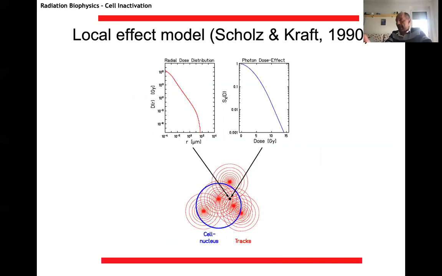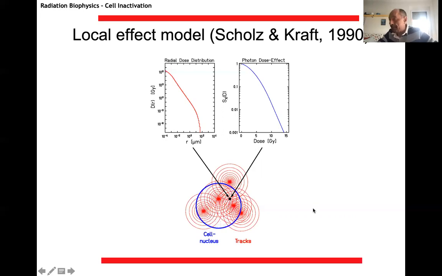In Europe instead, the approach used is called the local effect model, a model developed at GSI, which is very similar to the CATS model but is a slightly different approach. Now, instead of making the integral over the radius of the cell killing, you calculate the survival for every point. This is the radial dose distribution, this is the photon dose effect. These are different tracks. You can calculate the survival in every voxel here. Of course, it's an arbitrary number, because it's like saying that there is a survival here, but then you can integrate.